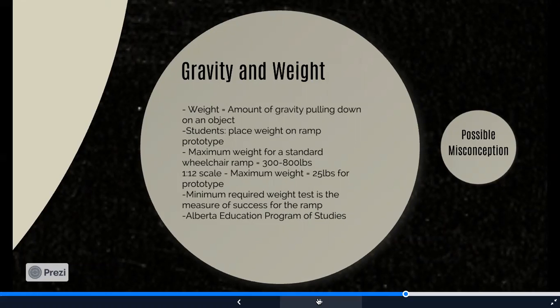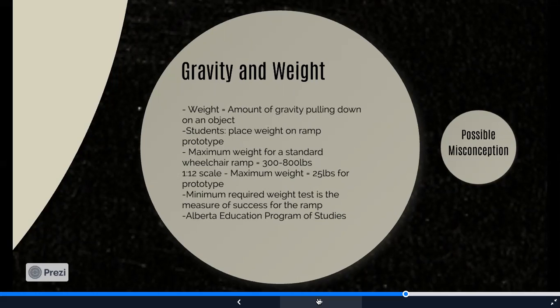One effective method of students assessing the effectiveness of their ramp prototype would be to place weights on the ramp. If the ramp can withstand the weight, students have met their goal. By calculating the weight and therefore the amount of gravity pulling downward on the ramp, students will be able to see how much weight their ramp can hold and ultimately determine if it would be safe enough.